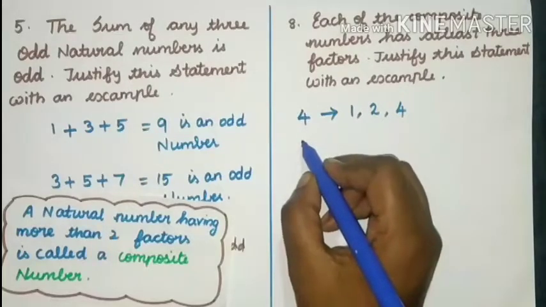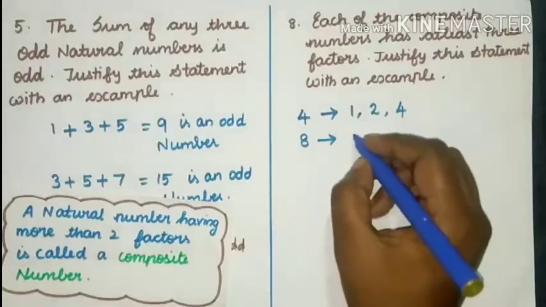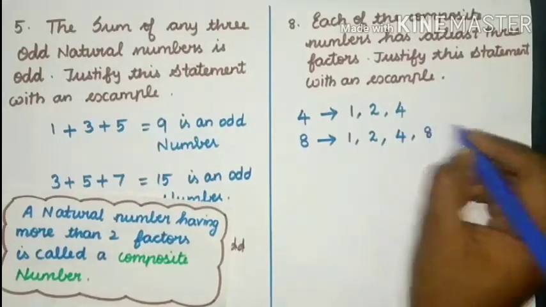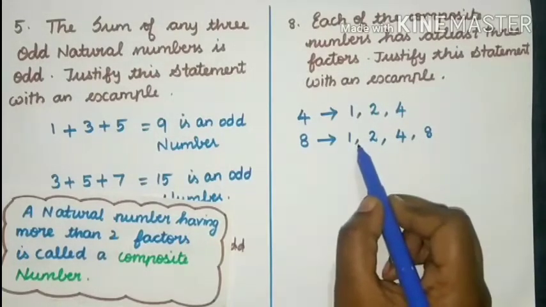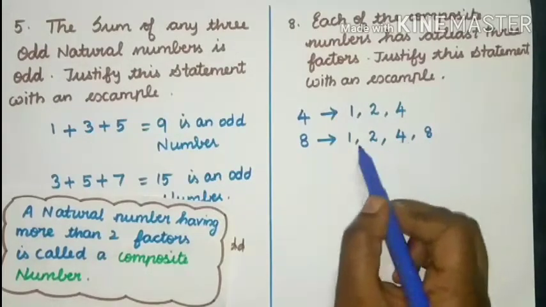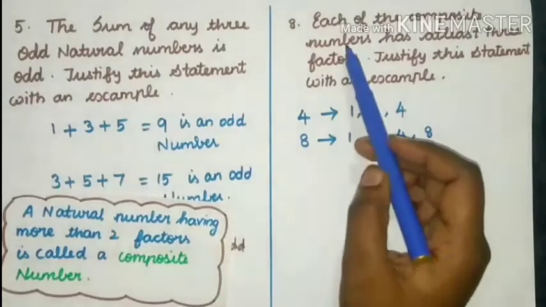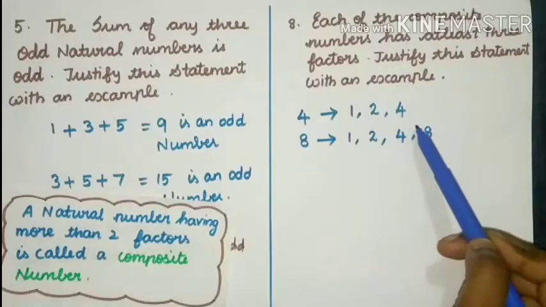Let's find for another number, 8. The factors of 8 are 1, 2, 4 and 8. 8 is a composite number. Here we got more than 2 factors. So we justified that each of the composite numbers has at least 3 factors.